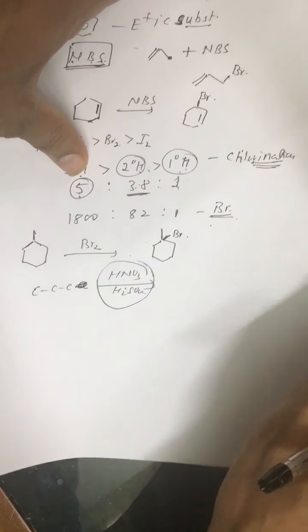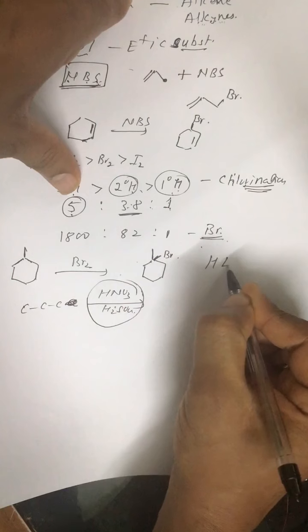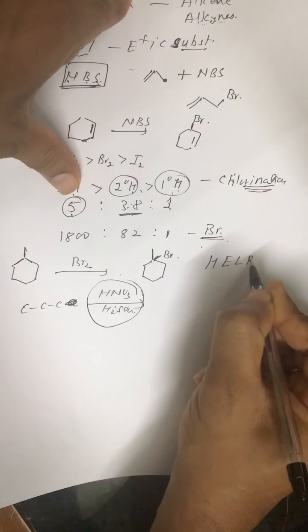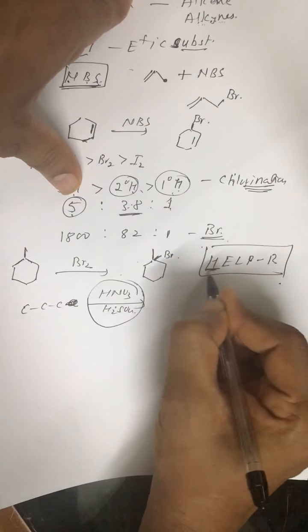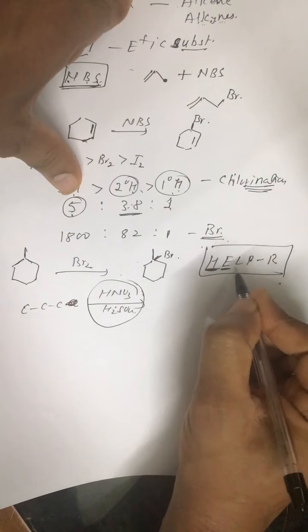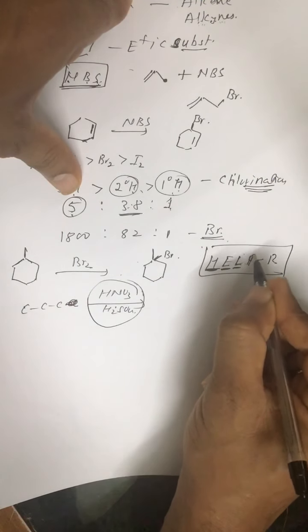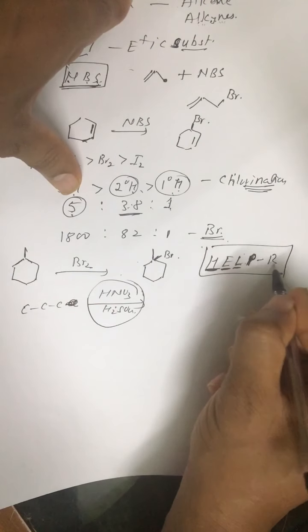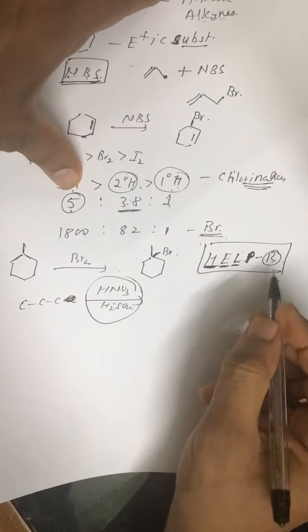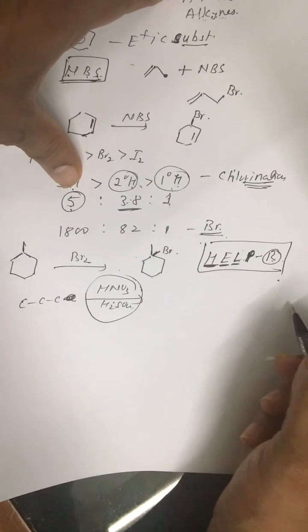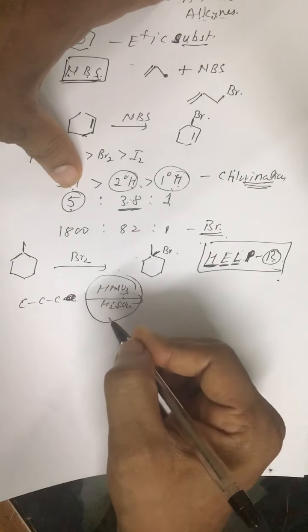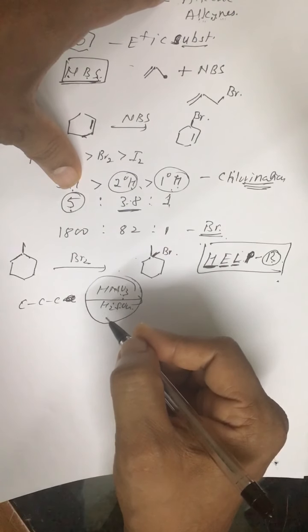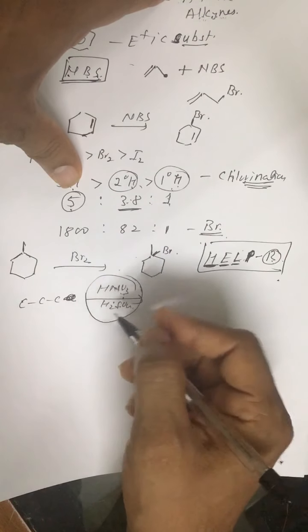See, for free radical substitution, the conditions are HELPR. These are the conditions for free radical substitution. Here H stands for heat, E stands for electricity, L stands for light, P stands for peroxide, and R stands for radical if already some radical is there. So towards nitration, it is carried out at a very high temperature. So this is called vapor phase nitration.